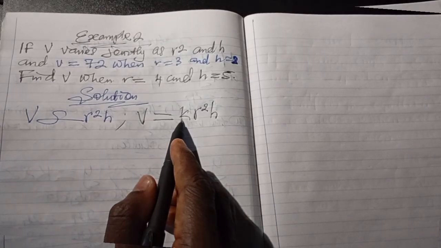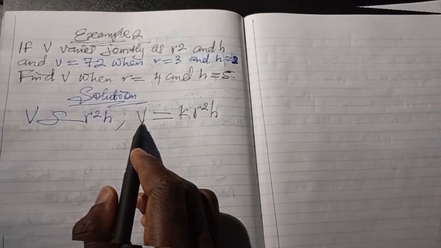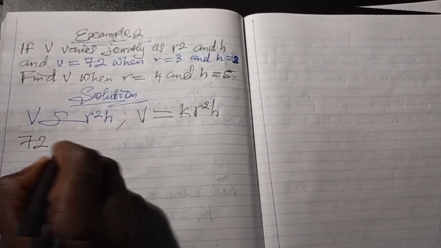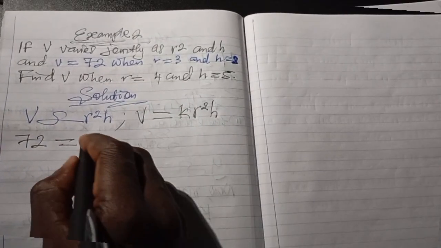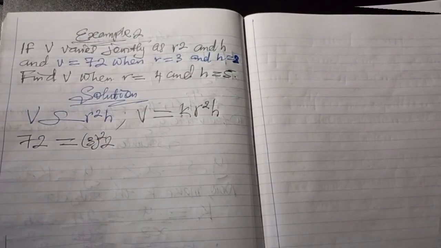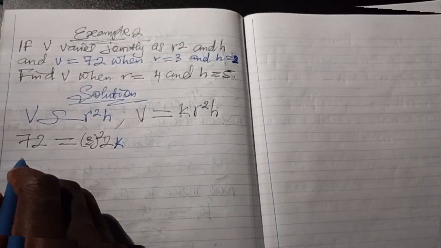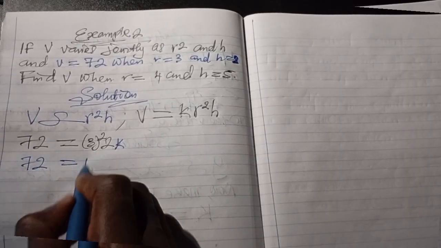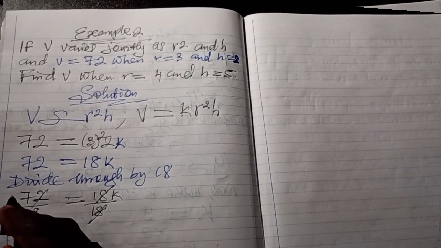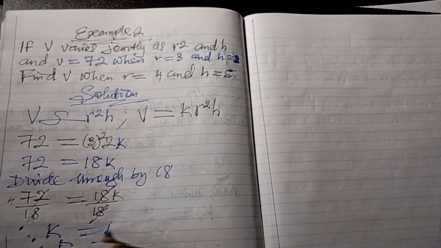Alright, let's find the value of this k by substituting the respective values of v and r. So let's calculate k now. Our v is 72. This is equal to our r here is 3 raised to power 2 multiplied by h, which is 2, then with our k. So we have 72 is equal to 18k. Divide through by 18. Remember, we have our k here. So this can go and this can go. We have 4 here. Therefore, k is equal to 4.